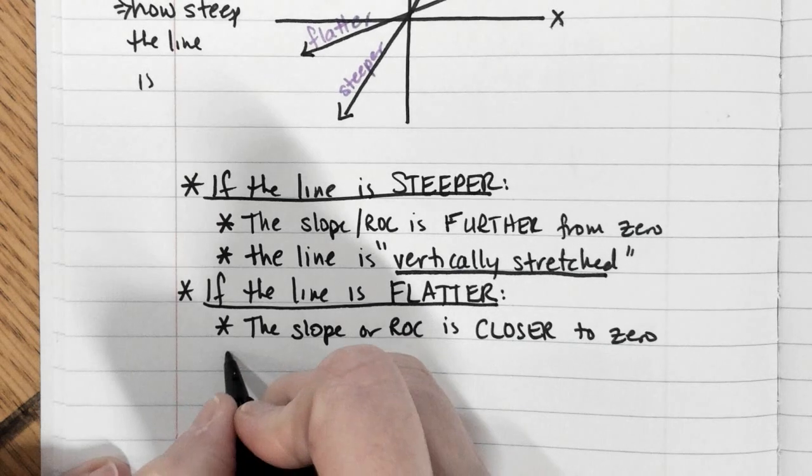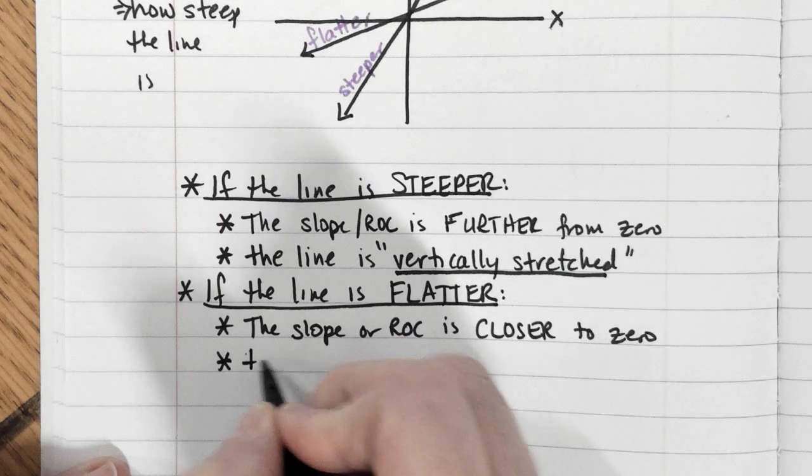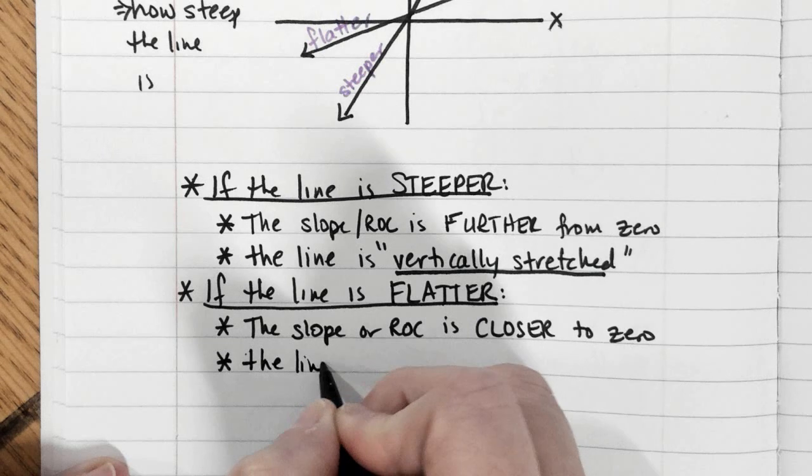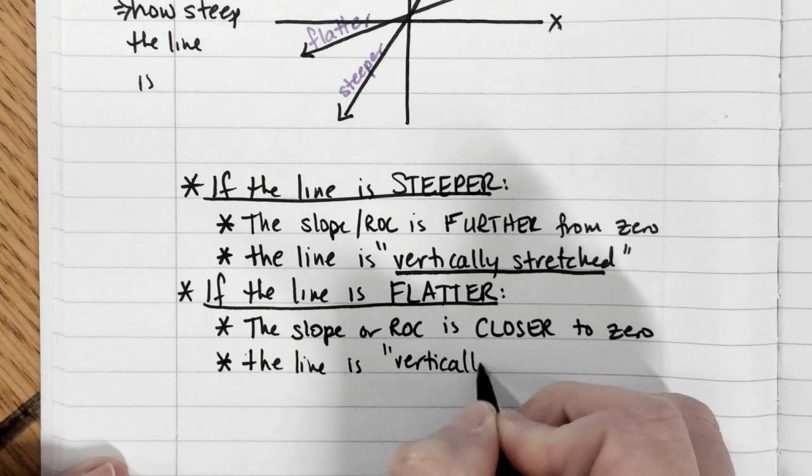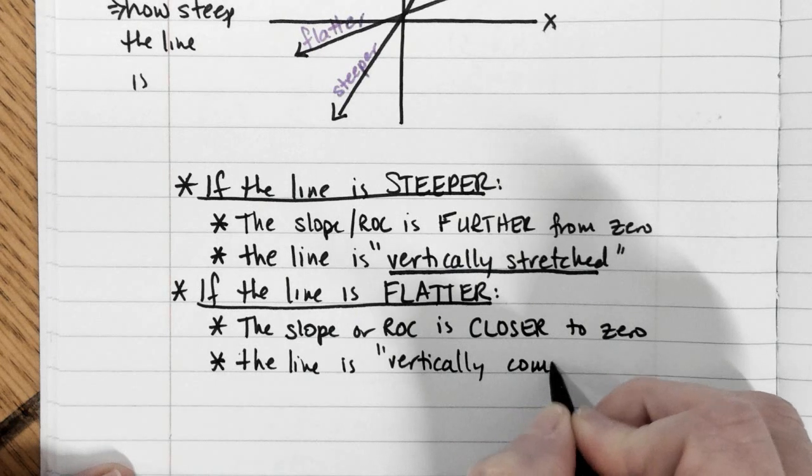Okay, the official algebra lingo for that is we say the line is vertically compressed.